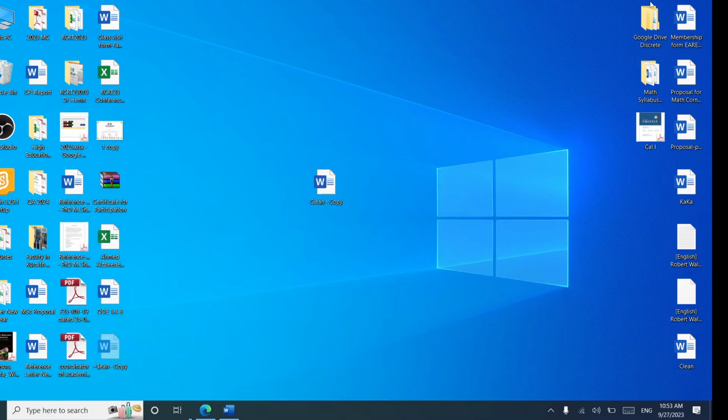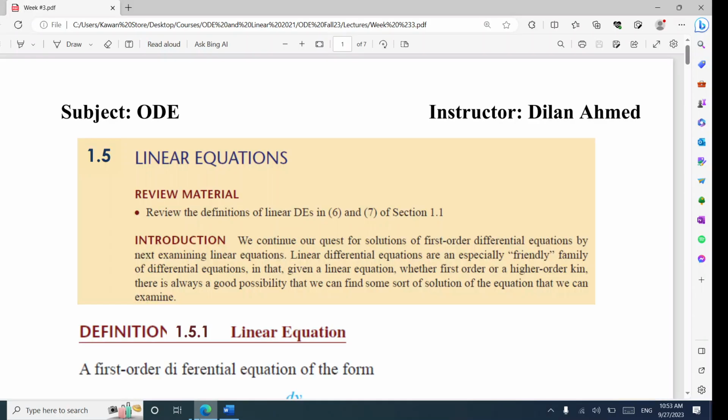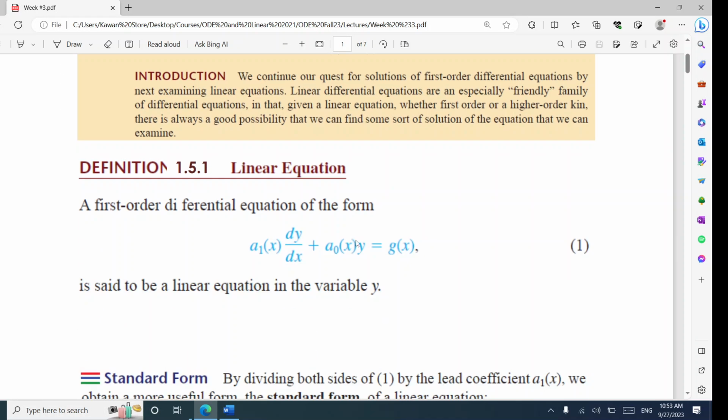Okay, now we have another thing, the linear equation. It's called a first order differential equation solved by linear equation. What do you mean by linear equation? Or what do you mean by integrating factor?